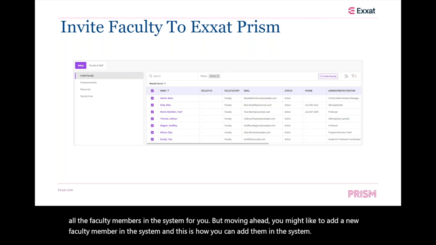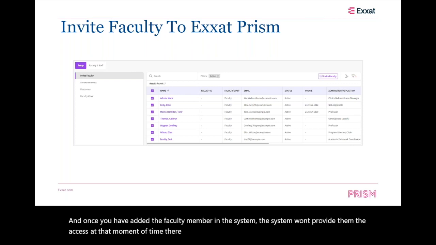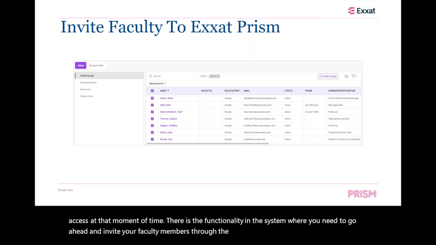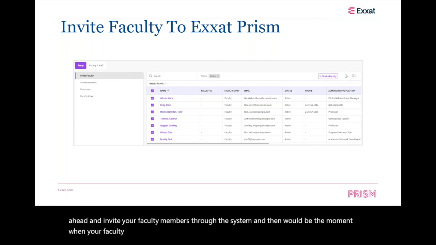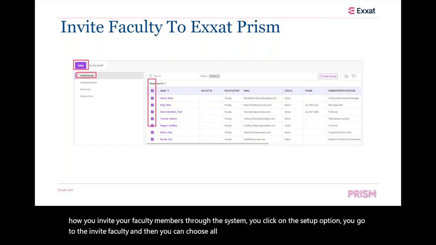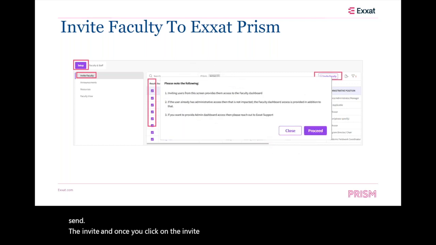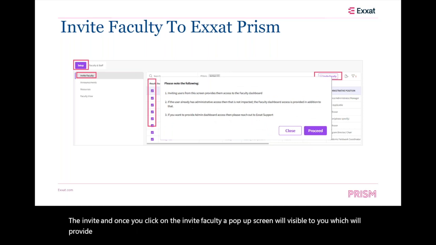And once you have added the faculty member in the system, we won't provide them the access at that moment of time. There is a functionality in the system where you need to go ahead and invite your faculty members through the system, and that would be the moment when your faculty member will receive the access to the system. Now if we talk about how you invite your faculty members through the system, you click on the setup option, you go to invite faculty, and then you can choose all the faculty members to whom you want to send the invite. And once you click on invite faculty, a pop-up screen will be visible to you, which will provide you the information about the access you're providing to your faculty member.